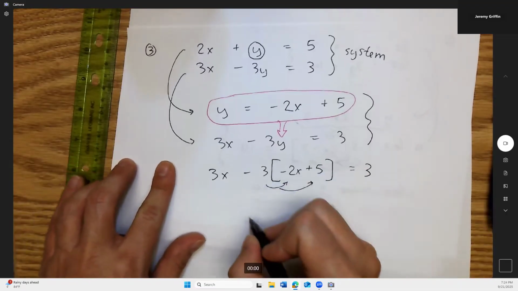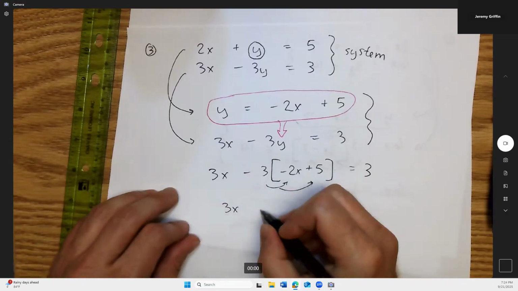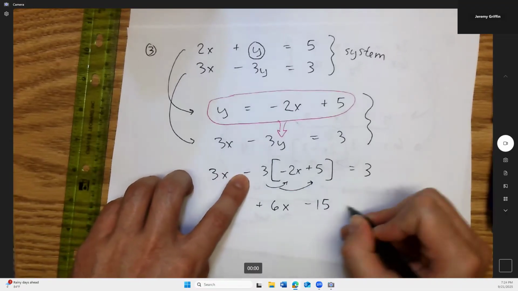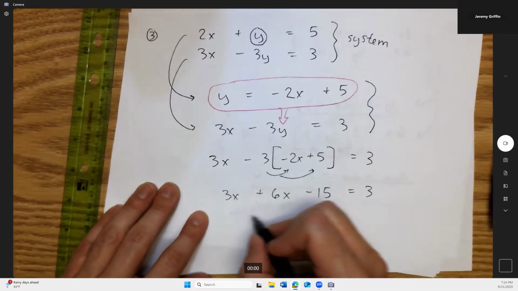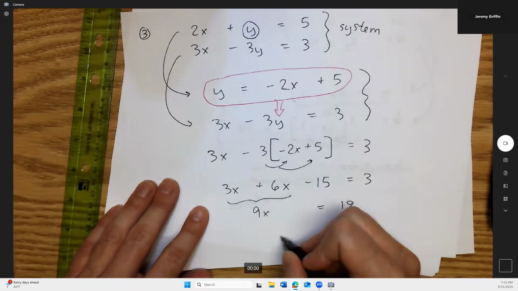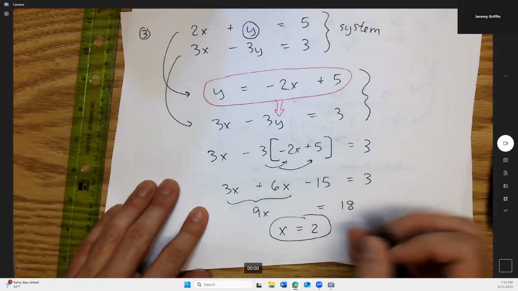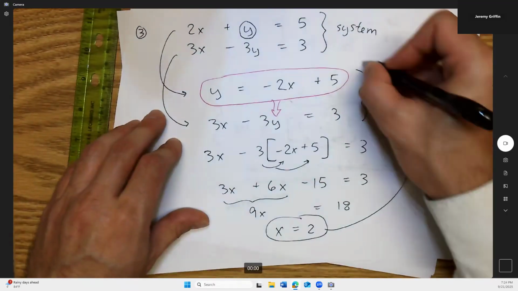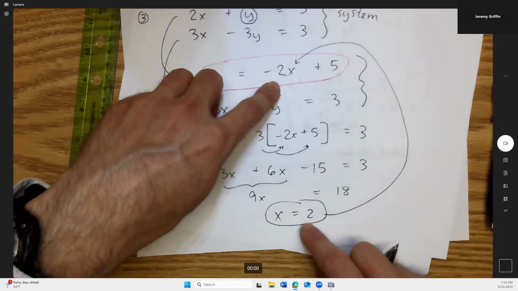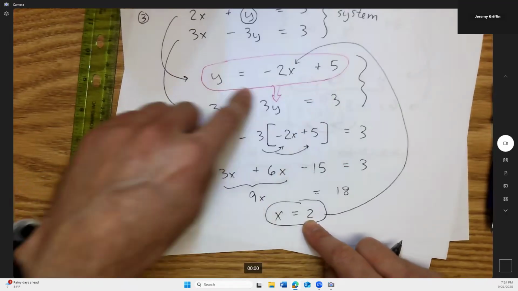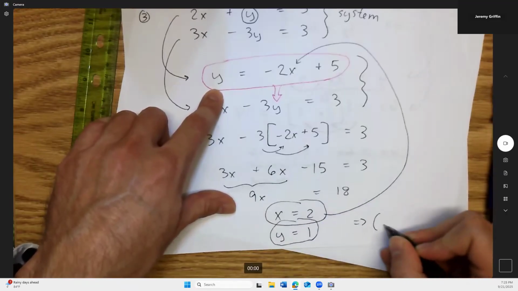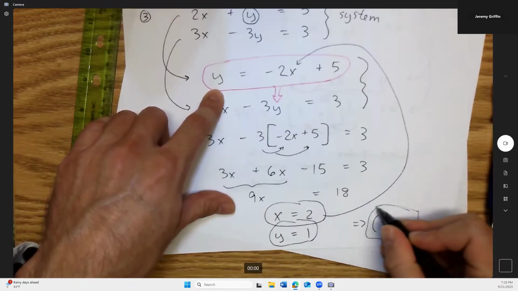Distribute that negative 3. I'm getting 3x, and then negative negative, I got plus 6x, and then minus 15 equals 3. So this brings together to make 9x, add 15 over, that would be 18, right? So it looks like x is equal to 2. Then if I substitute that right here, negative 2 times 2 is negative 4, plus 5 is positive 1. So y equals 1. So as a coordinate, it would be (2, 1). That'd be the coordinate where the two graphs cross.